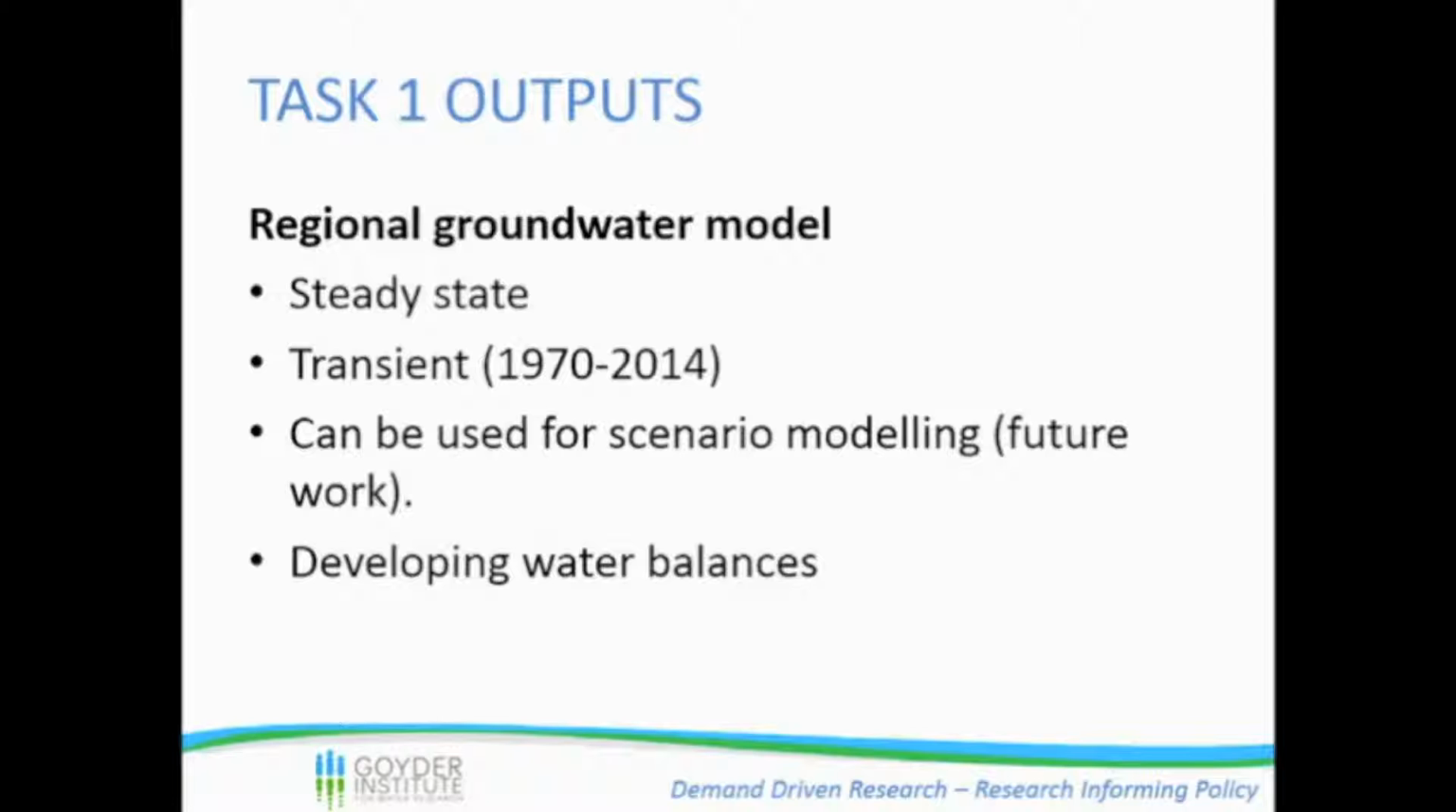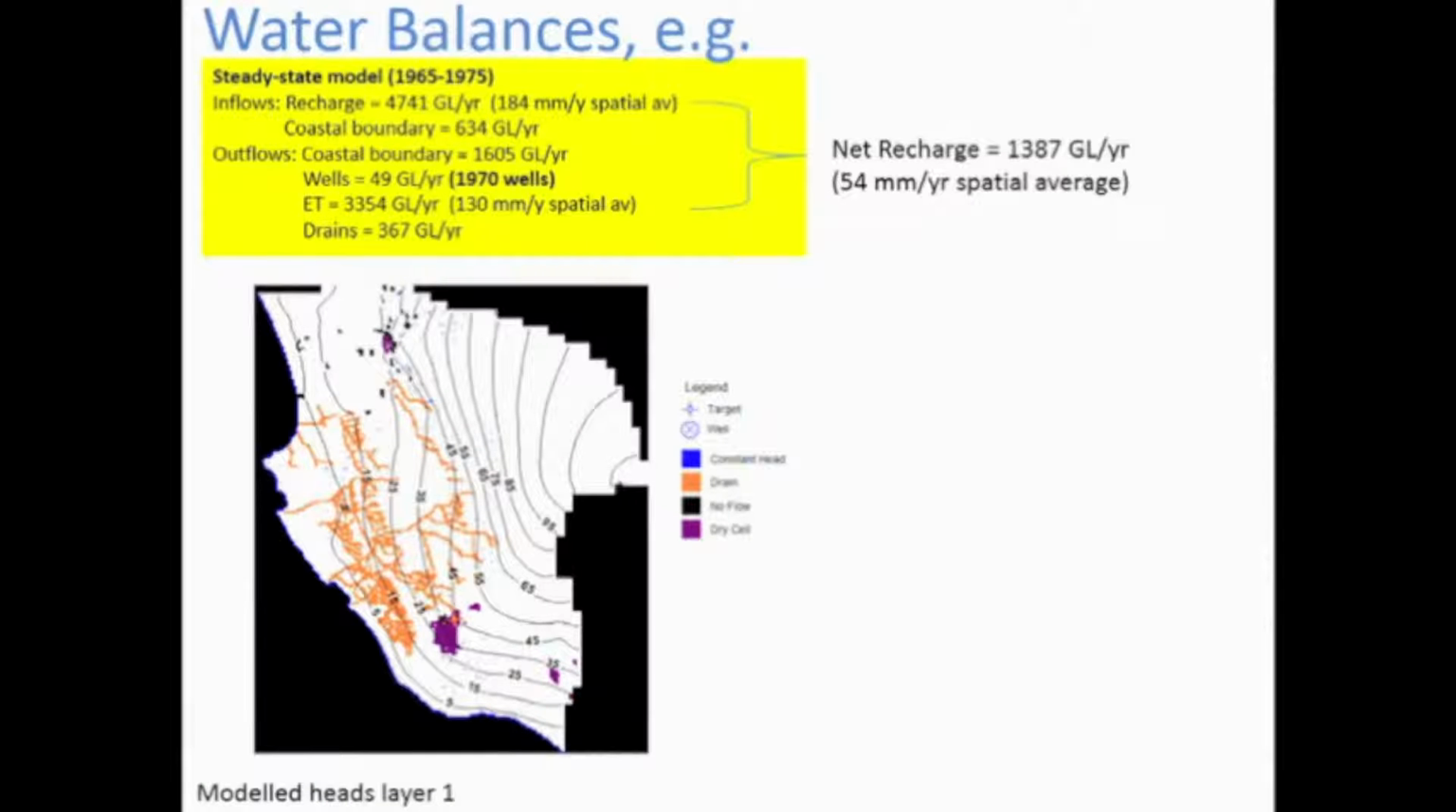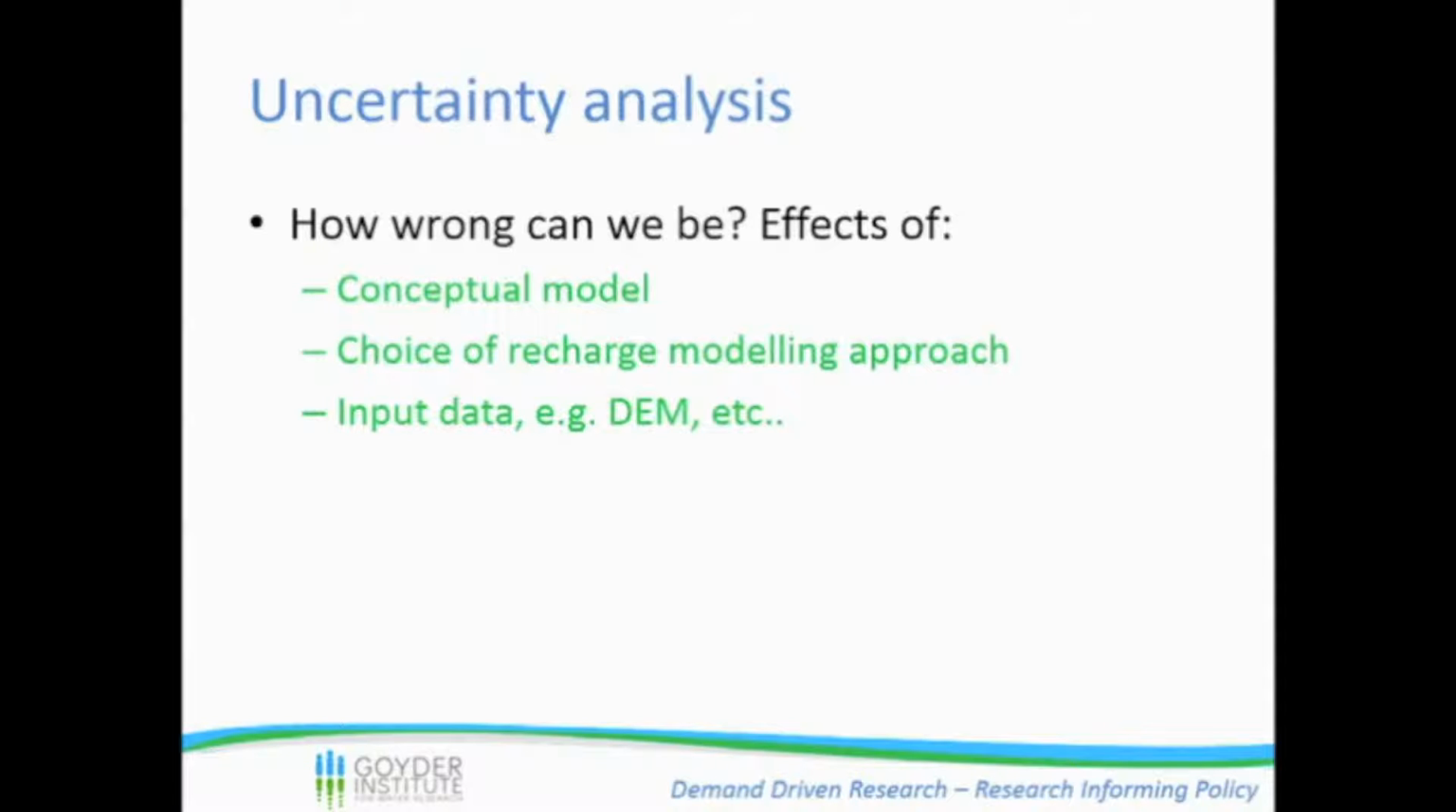So I'd like to conclude just by highlighting some of the outputs of Task 1. So these are a regional groundwater model which can be used for scenario modelling and for developing water balances. An example output is shown here, so we can provide water balances for any groundwater model component for any date between 1970 to the present. And we've also carefully assessed uncertainties associated with the conceptual model, the choice of recharge modelling, and a range of different input data. Thank you.